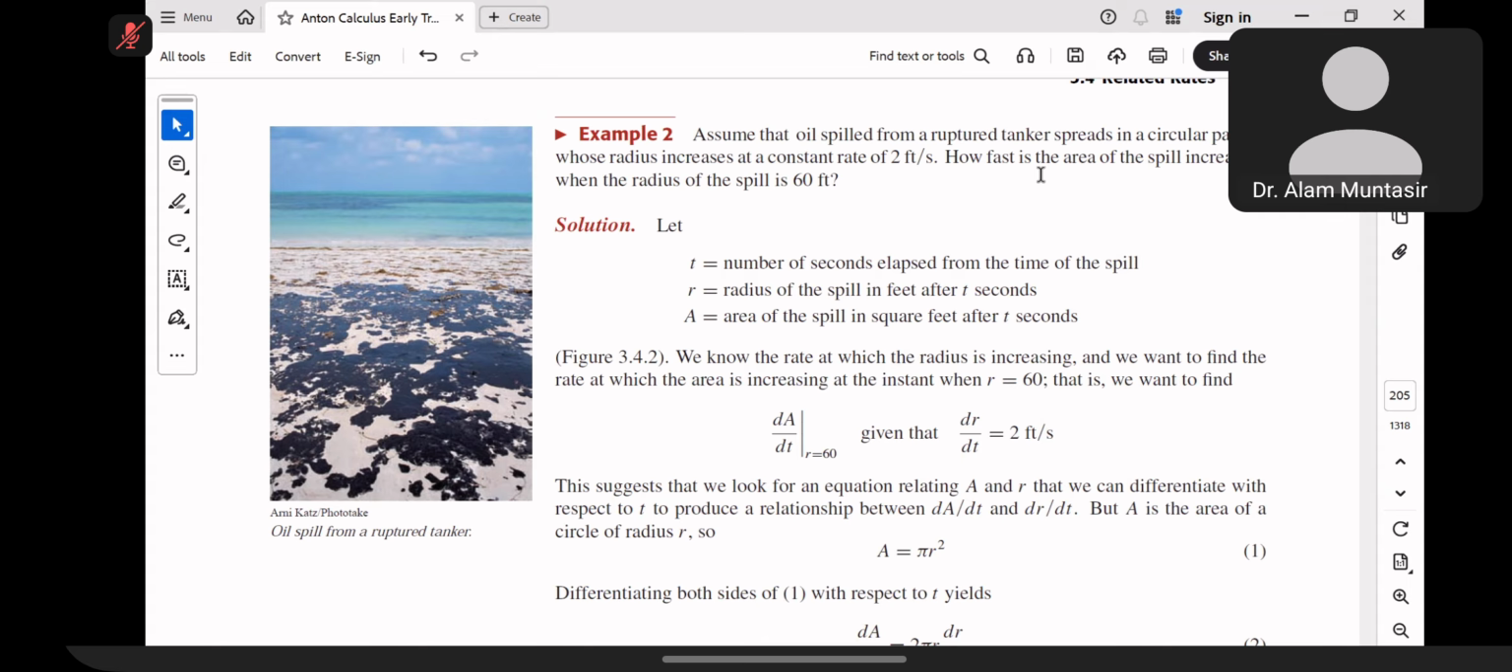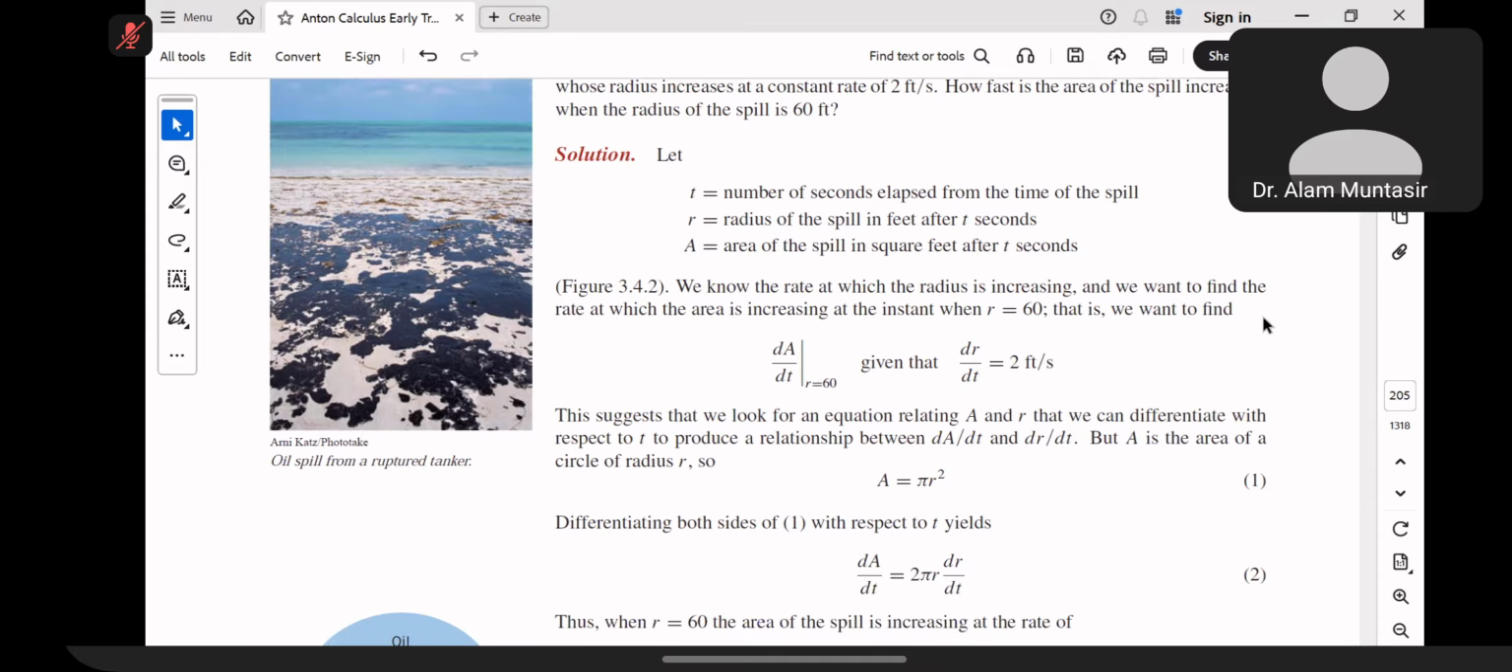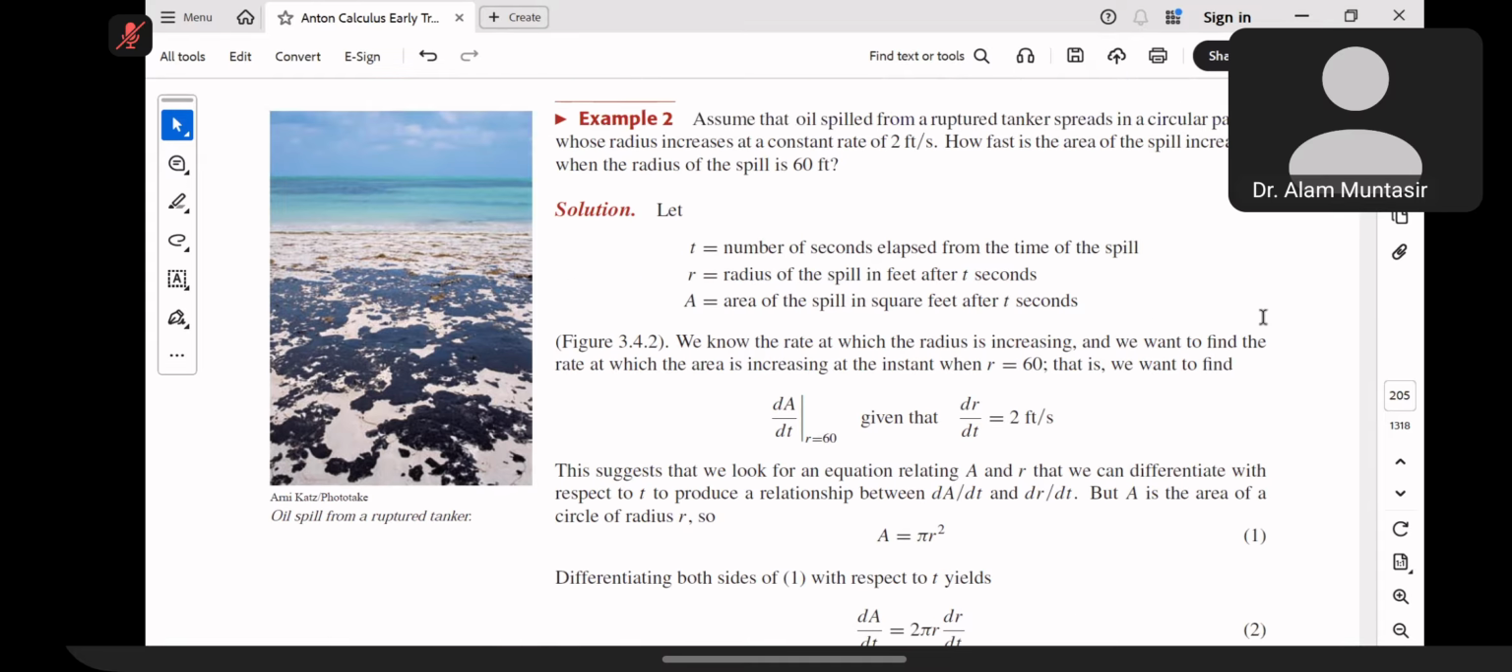As we can see, the radius is increasing. So dr by dt is 2 feet per second. This is given. And we need to calculate the rate of change of area, so dA by dt at a given instant, which is 60 feet. So when the radius takes a special value, which is 60 feet, what should be the rate of change of area at that particular instant?